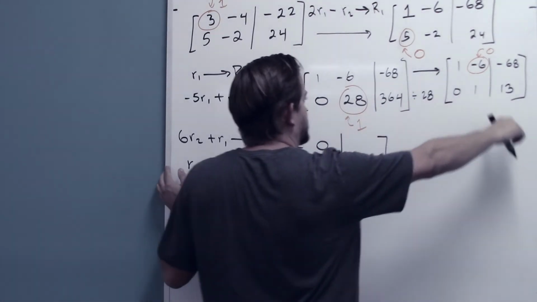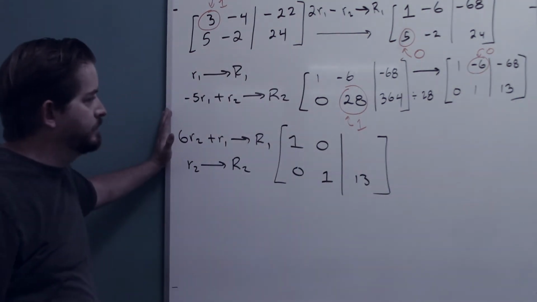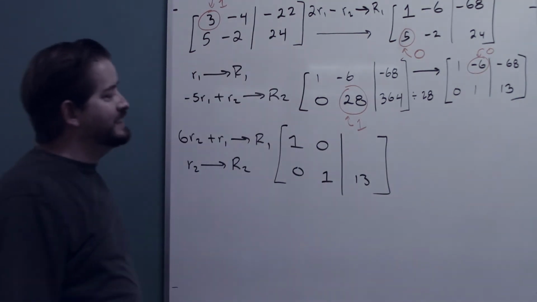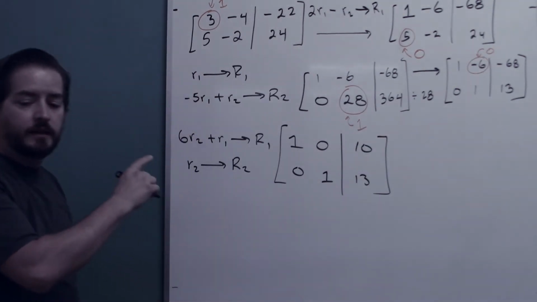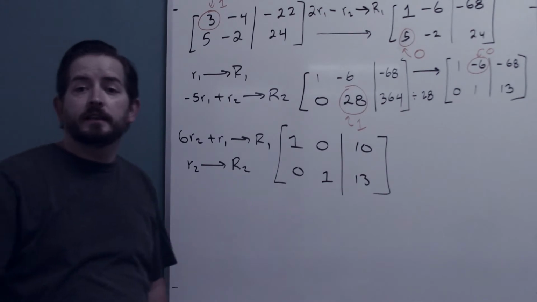Finish it up. 6 times 13 is 78. Added to negative 68 is 10. And I have my solution. X is 10, Y is 13, and I'm done.